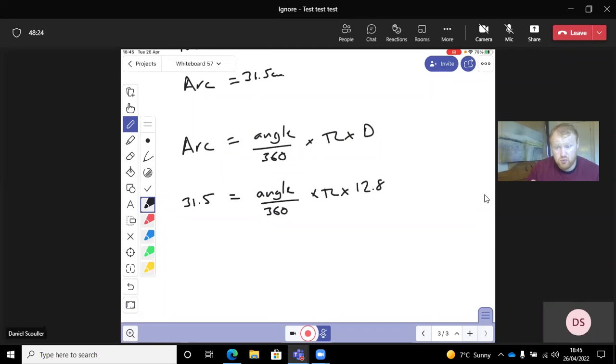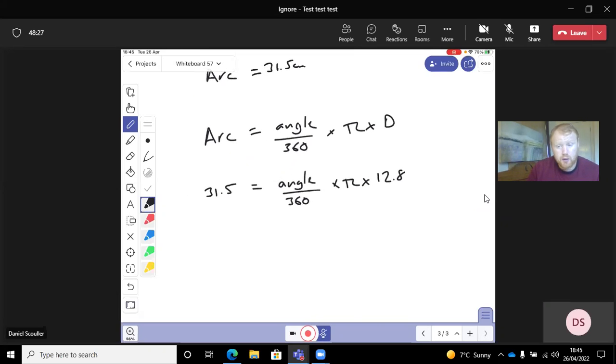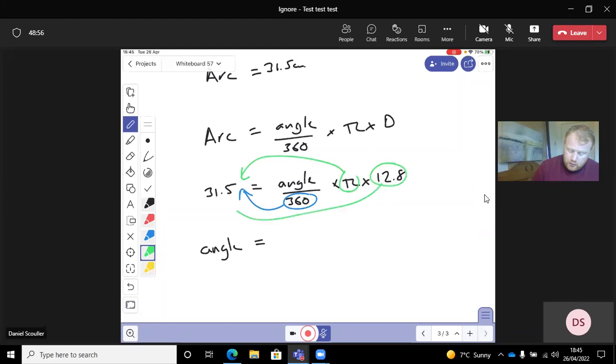Okay, so you should be able to rearrange equations now, and be aware of what you need to do. So when you're changing side, you're changing sign. So when you're moving the pi over, it's a multiple on the right hand side, so it becomes a divide. 12.8, it's a multiple, so it becomes a divide. And the 360 is a divide, so it becomes a multiple. So the angle in that case, if I bring that 360 over, pi over, and 12.8 over, becomes angle equals 31.5 times 360 divided by pi multiplied by 12.8.